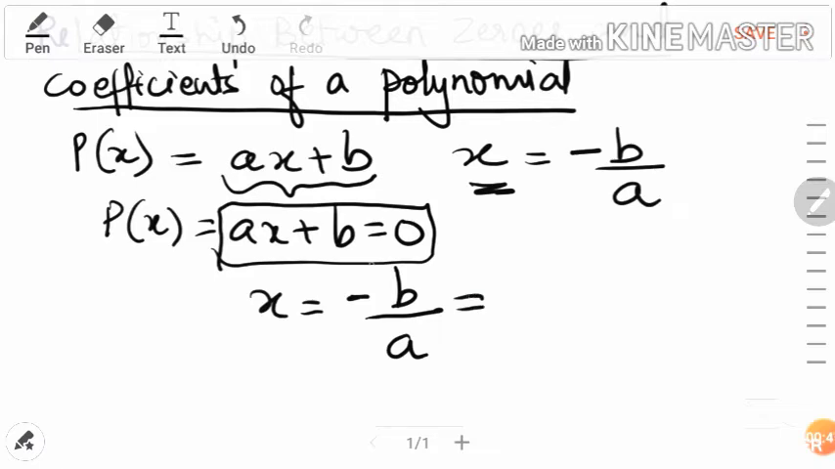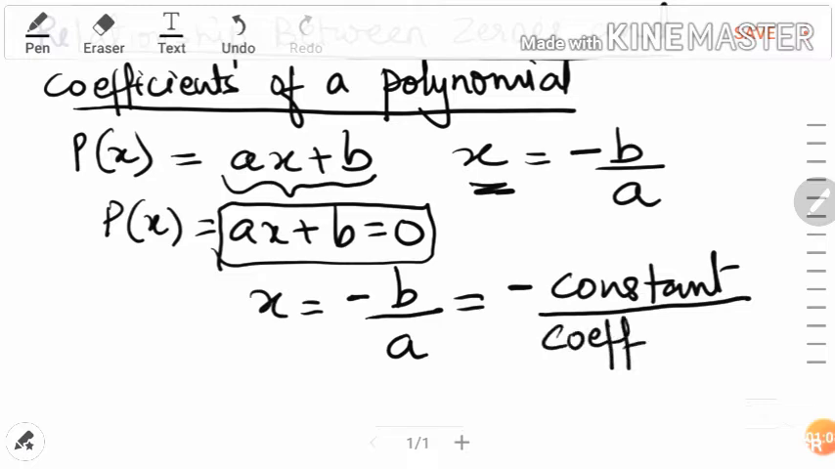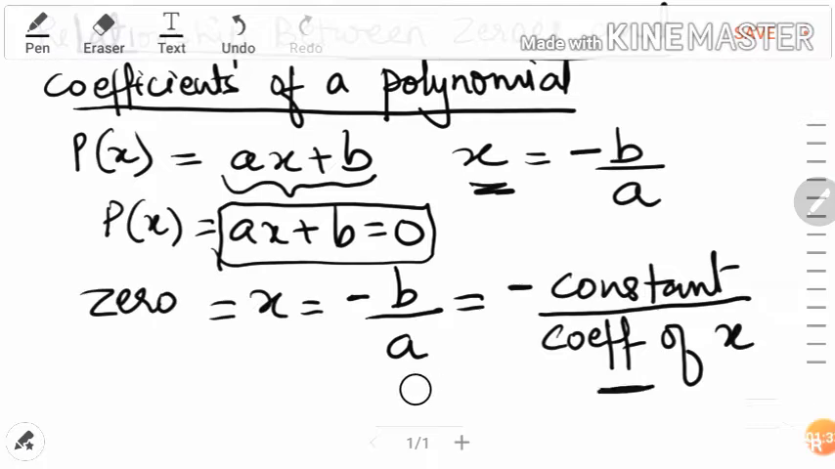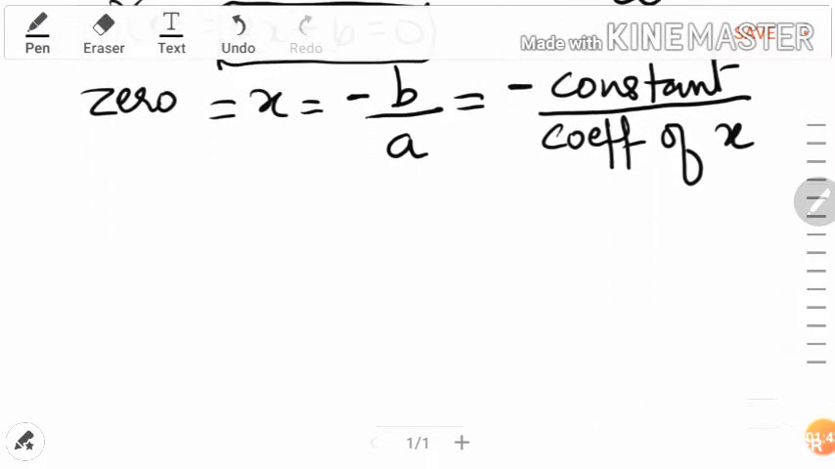Now what is term b? If you look at the polynomial, b is the constant term and a is the coefficient of x. So there is a clear relationship between the zero and the coefficients of the polynomial. Let's find the relationship between the zeros and coefficients of a quadratic polynomial.